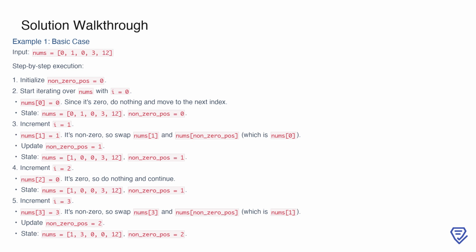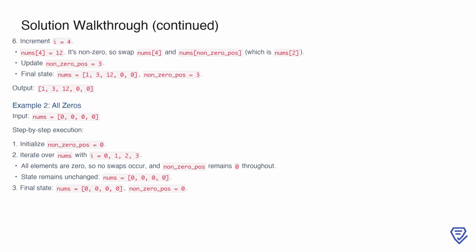Moving to index 3, the value is 3, which is non-zero. We swap nums[3] with nums[non_0_pos], placing 3 after 1. We then increment non_0_pos to 2. The array now looks like nums equals 1, 3, 0, 0, 12. At index 4, the value is 12, which is non-zero. We swap nums[4] with nums[non_0_pos], placing 12 after 3. We then increment non_0_pos to 3.